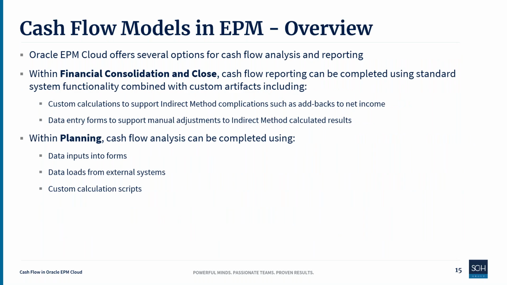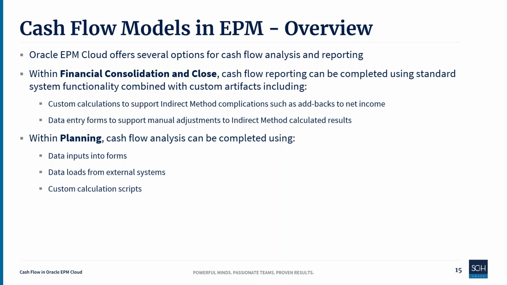Okay, so that's cash flow overall. Let's talk about how cash flow works in EPM Cloud. In EPM Cloud, you have several options for how to do this analysis and reporting. The 2 biggest ones are Financial Consolidation and Close, which is where you're going to do your actual consolidations, and usually your cash flow statements that are going to be used for external reporting, and your Planning application, where you're going to be primarily doing your planning, budgeting, and forecasting, and your comparison reporting to your actuals.